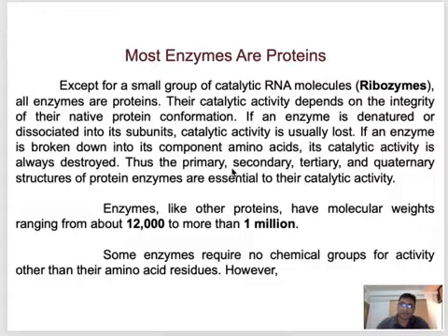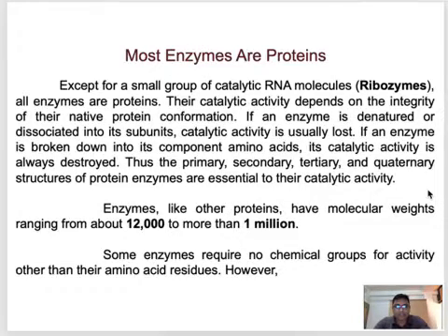Okay, so let's start. You already know that most of the enzymes are proteins, except a small group of catalytic RNA molecules which are called ribozymes. The catalytic activity of the enzymes mainly depends on the integrity of their native protein conformation. If this structure is denatured or dissociated into its subunits, enzymes lose their catalytic activity. So the primary, secondary, tertiary, and quaternary structure of protein enzymes are essential for their catalytic activity.